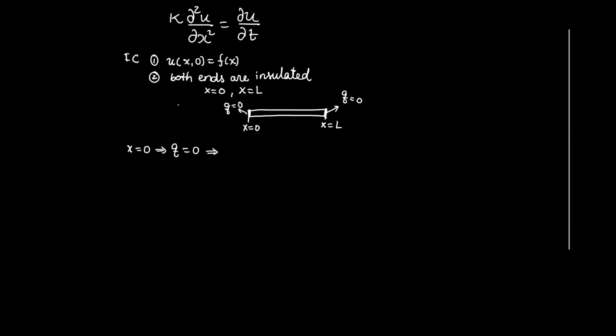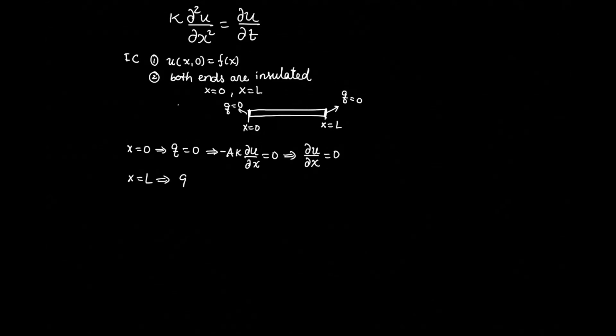That means you have minus the area A times K, which is conductivity, times the temperature gradient, equal to 0. These two are constant. That means the temperature gradient is 0 when x equal to 0. The same when x equal to L, you have no heat crossing.